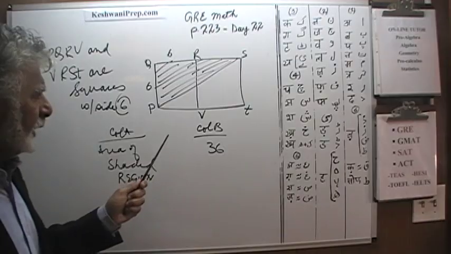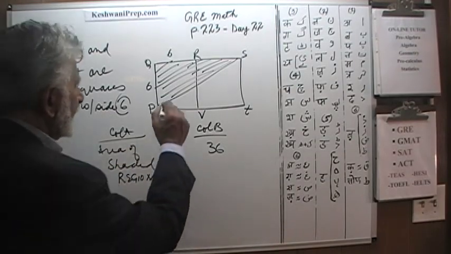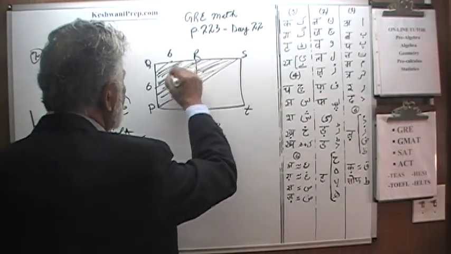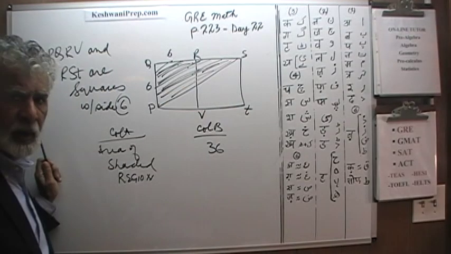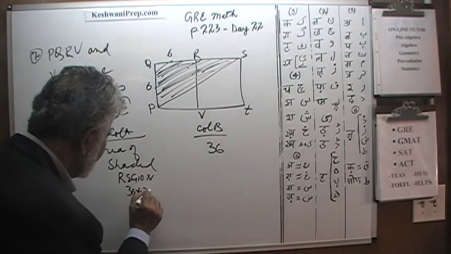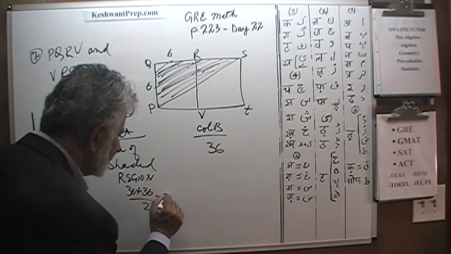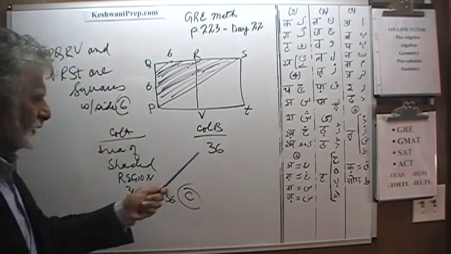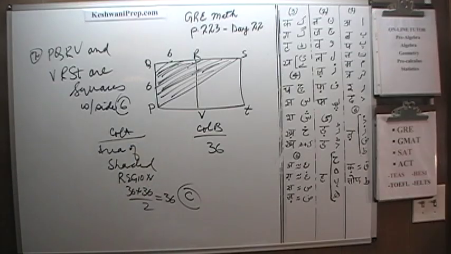We don't have to go that far. We have to understand that this shaded region, whatever it is shown, represents half of the total area. The area of the shaded region is simply 36 plus 36 divided by 2, which of course is 36. The answer is C. It's exactly half the area. Let's do the next one.